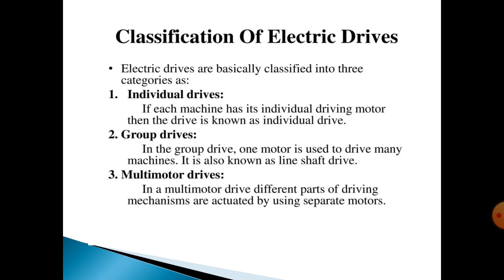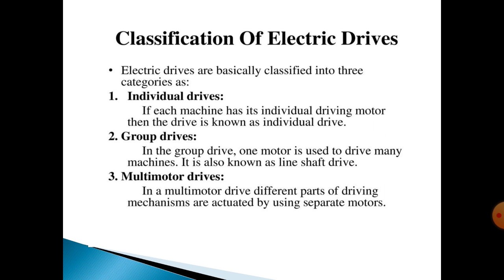And next is the classification of electrical drives. First is individual drive, then group drive, and multi-motor drive. In the individual drive, each machine is driven by its own individual motor. Next is group drive. Group drive is where one motor is used to drive many machines. And multi-motor drive is where the driving mechanism is activated by using separate motors. We will discuss these in the upcoming slides.